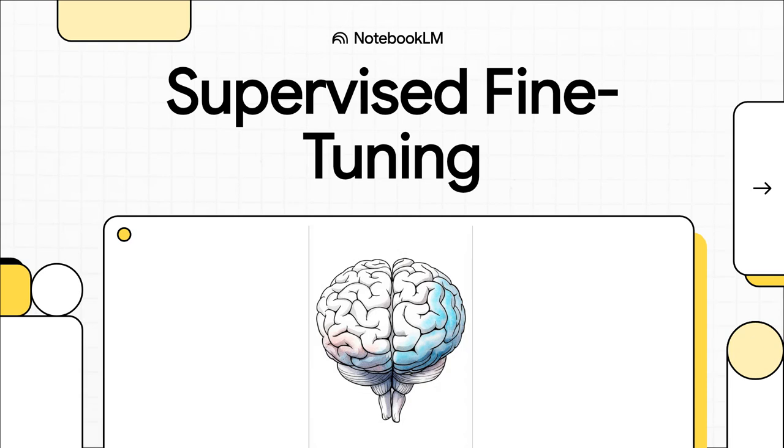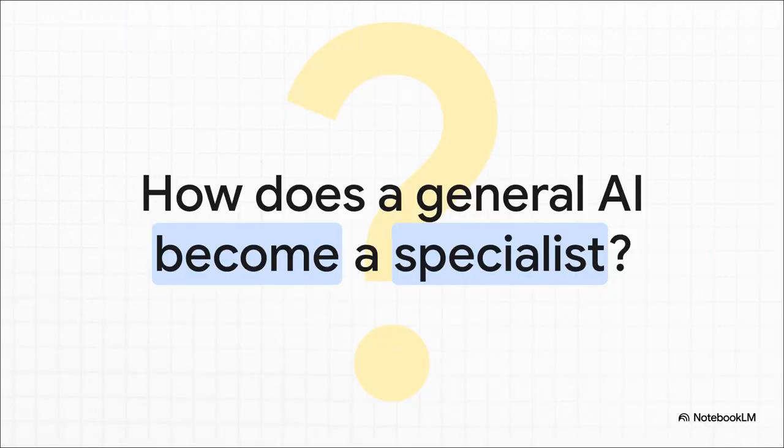You ever wonder how a general AI, one that knows about pretty much everything from quantum physics to the history of pizza, turns into a focused, super helpful assistant? Well, that's exactly what we're going to break down. Let's get into it. That's the big question, isn't it?